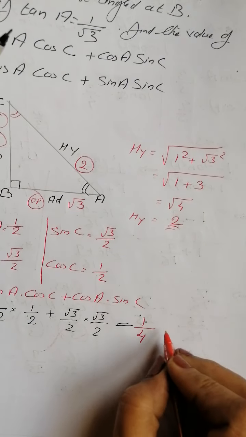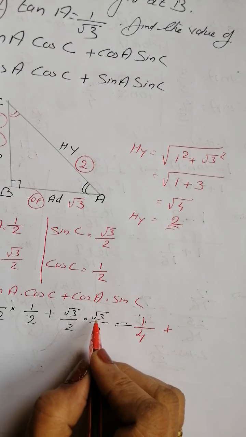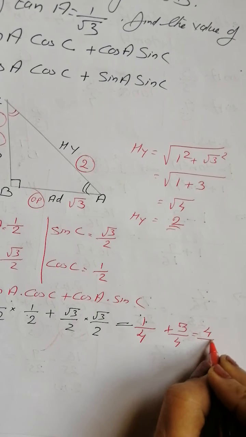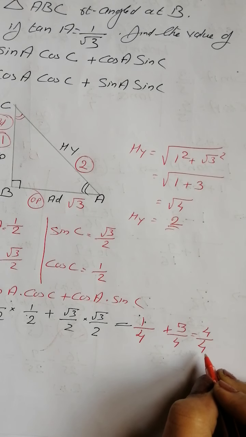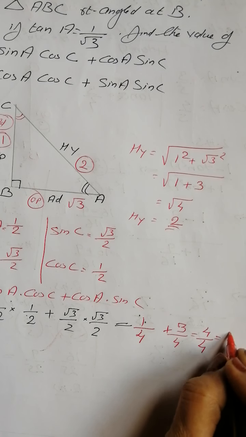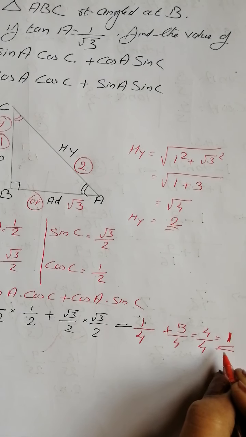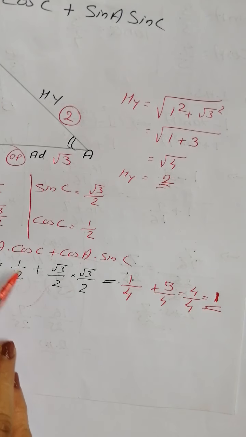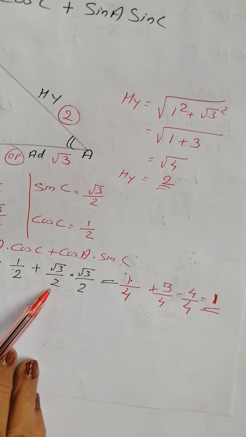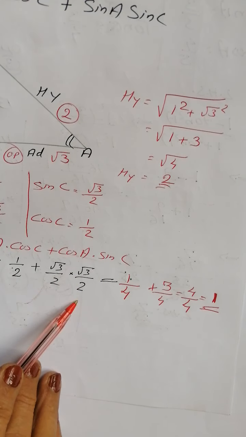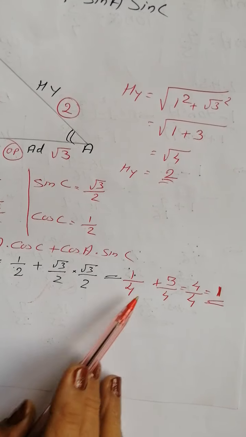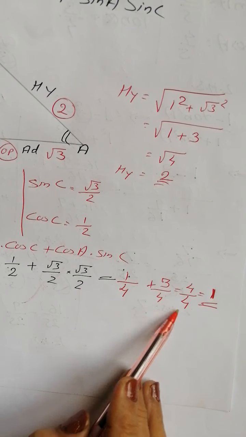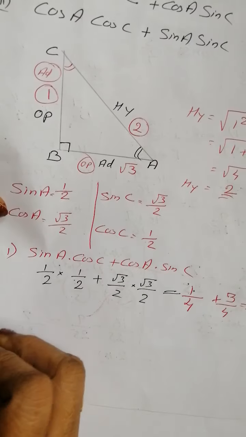1 by 4 plus root 3 into root 3 is 3 by 4. So final answer is what? 4 by 4. What is 4 by 4? 1. You got it? What is left here? Sin A is 1 by 2, cos C is 1 by 2, plus cos A is root 3 by 2, sin C is root 3 by 2. So 1 into 1, 1, 2 into 2, 4, plus root 3 times root 3, 3, and 2 into 2, 4. I got the LCM 4, 3 plus 1, 4. You got the answer as 1.